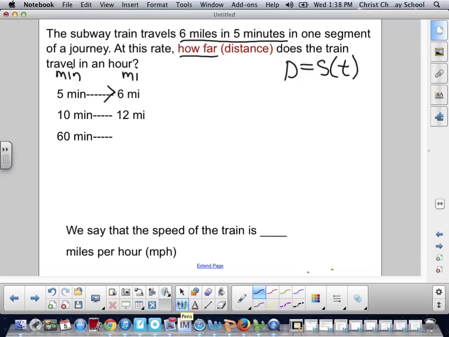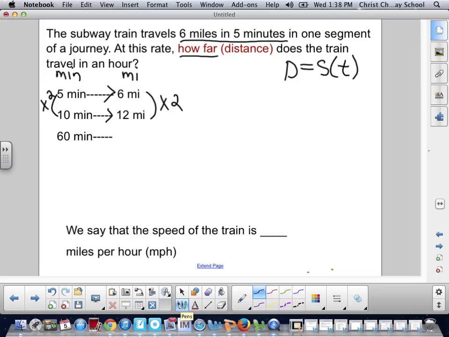Now, if we doubled the time from 5 minutes to 10 minutes, 2 times 5 will get 10. What we do to one side, we need to do to the other side. Since we multiplied this by 2 and doubled it, then we're going to do that on this side for our miles and say 6 times 2, which is 12 miles. Okay, so let's take a look at our next one.